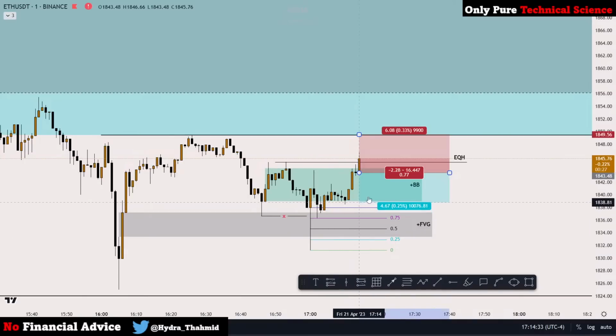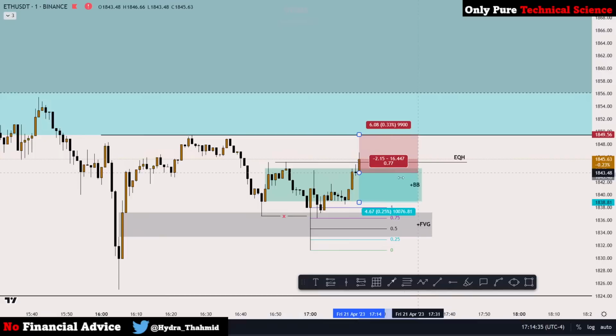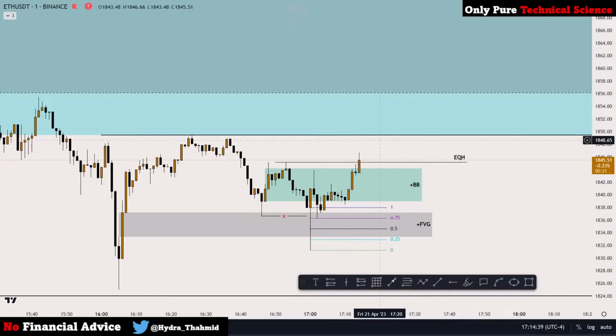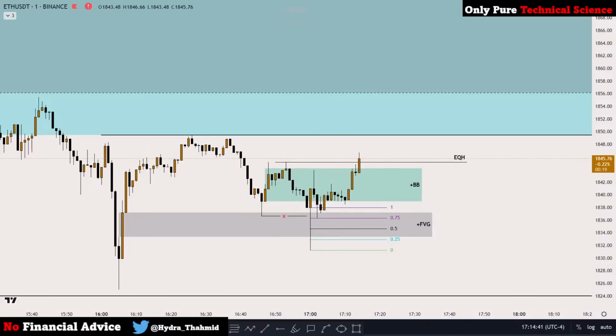So a trade idea would be something like this. I'm not taking this trade, by the way. Okay, I'm putting it upside down so I can see a trade idea. That's what I'm saying. That's a relative equal high that price just took, and that's our breaker block.